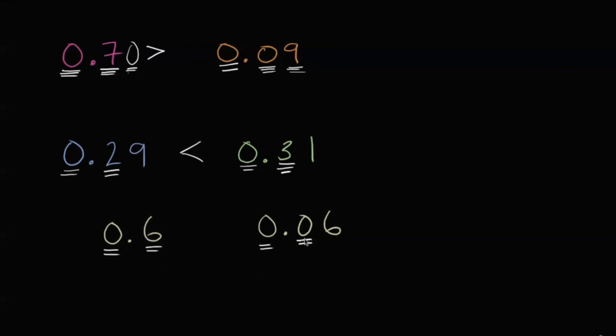It has more tenths. It doesn't matter who has more hundredths. Hundredths are much smaller than tenths. They're a tenth the size of a tenth. So this has 6 tenths. This has 0 tenths. So this number is larger. 0.6 is greater than 0.06. It's actually 10 times greater. We could talk about that in other videos.